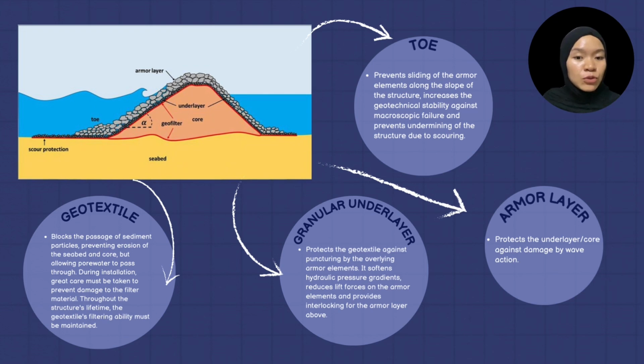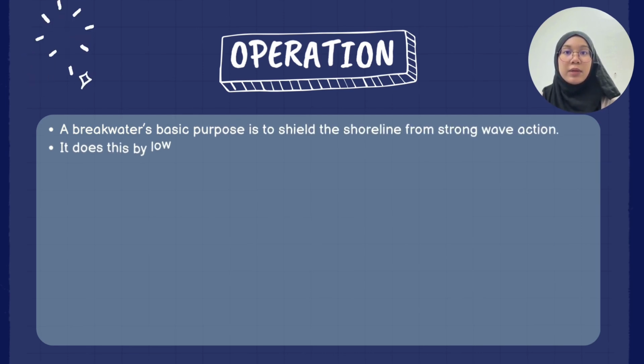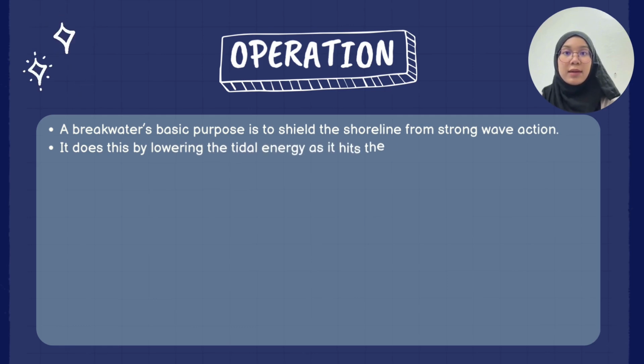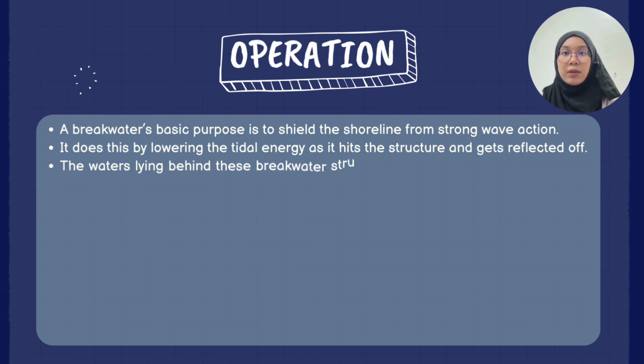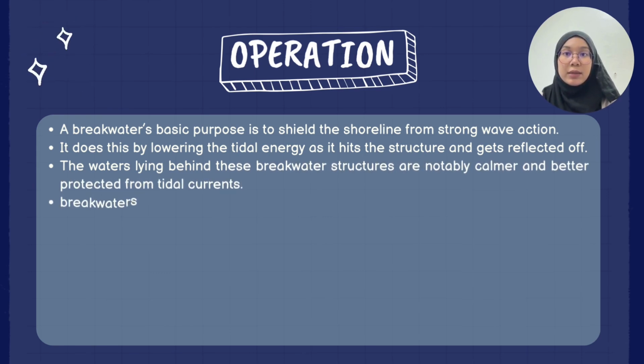So breakwaters fall into two primary categories based on whether their construction permits overtopping or not. The decision between an overtopping and non-overtopping rubble mound structure is largely influenced by the intended use of the space immediately leeward of the mound breakwater. A breakwater's basic purpose is to shield the shoreline from the strong wave action. It does this by lowering the tidal energy as it hits the structure and gets reflected off. The waters lying behind this breakwater structure are notably calmer and better protected from the tidal currents.